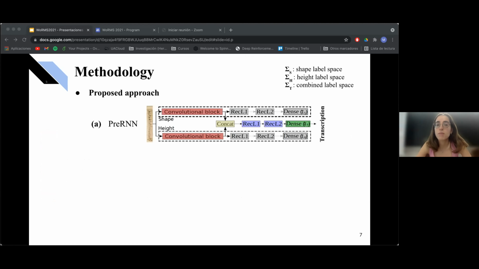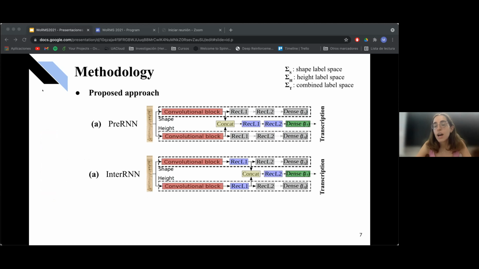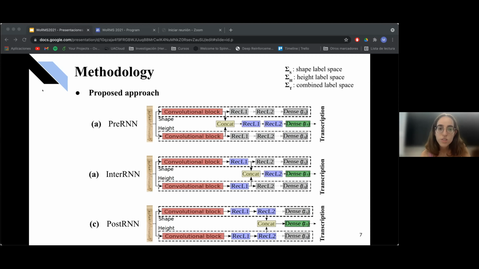If we join them after the convolutional block, we find ourselves in the first scenario, which we are going to call pre-RNN. If we merge them after the first layer of the recurrent block, we will have another scheme that we have called inter-RNN. And finally, if we do it after the second recurrent layer, we will have the last scenario that we have considered and that we have called post-RNN.